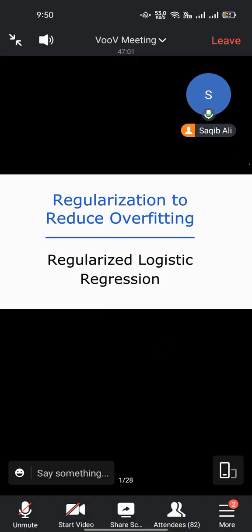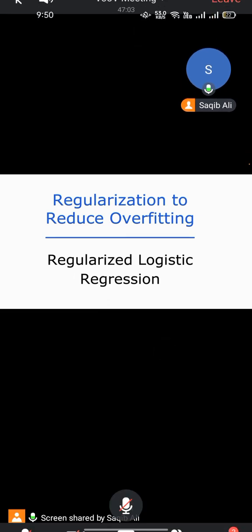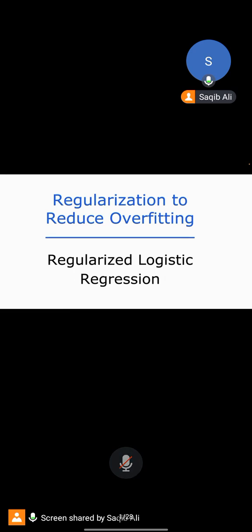Again, the same problem exists in logistic regression. I will repeat the same thing with logistic regression. This is an overfit model, and for this one our function is a sigmoid function, 1 over 1 plus e to the minus z, and our cost function looks like this. Now we will add this term: lambda by 2m, sigma j square from j equals 1 to n.